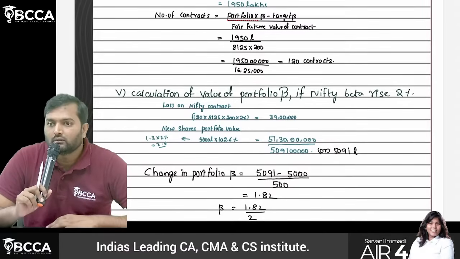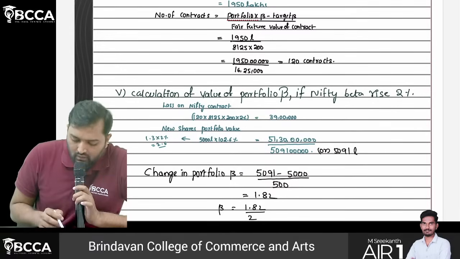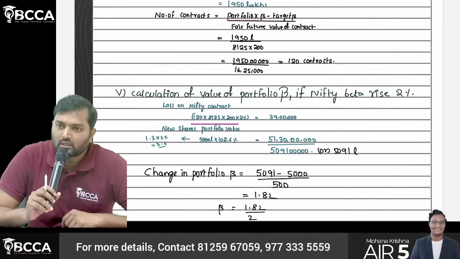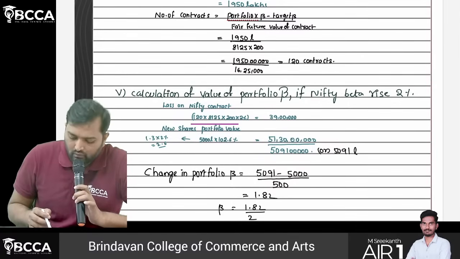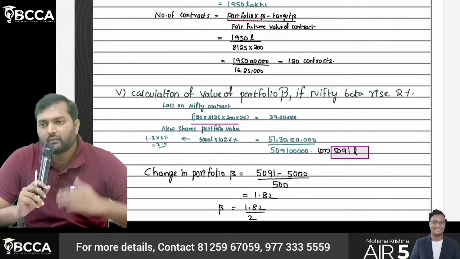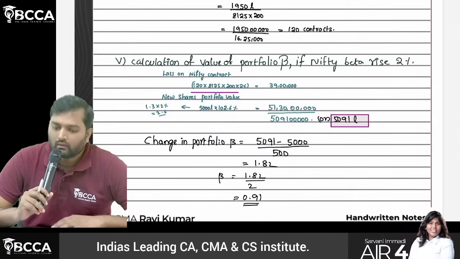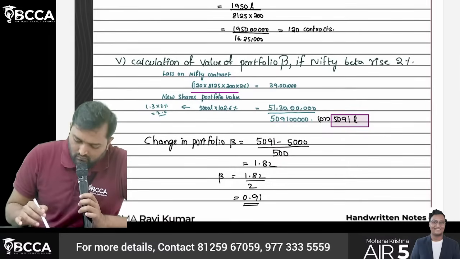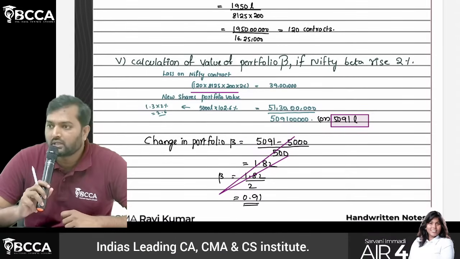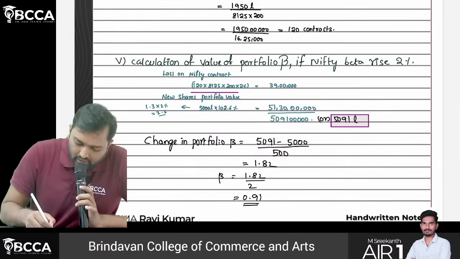But you will be losing money in Nifty because you are selling Nifty contracts. How many contracts are you selling? 120 contracts into 8125 into 200 into 2%. So 39 lakhs. And the new portfolio value will be 5091 lakhs. From 5,000, the portfolio value increased to 5091. So what is the change? The percentage change in portfolio value is equal to 5091 minus 5000 divided by 5000.